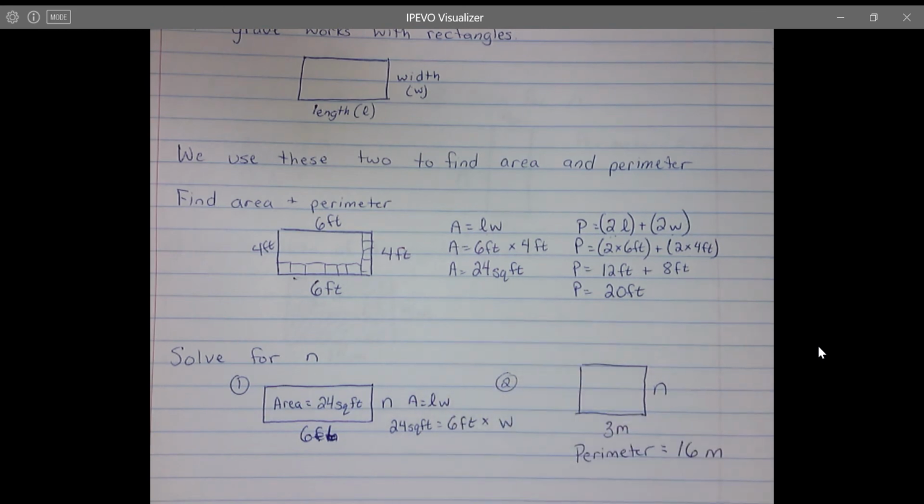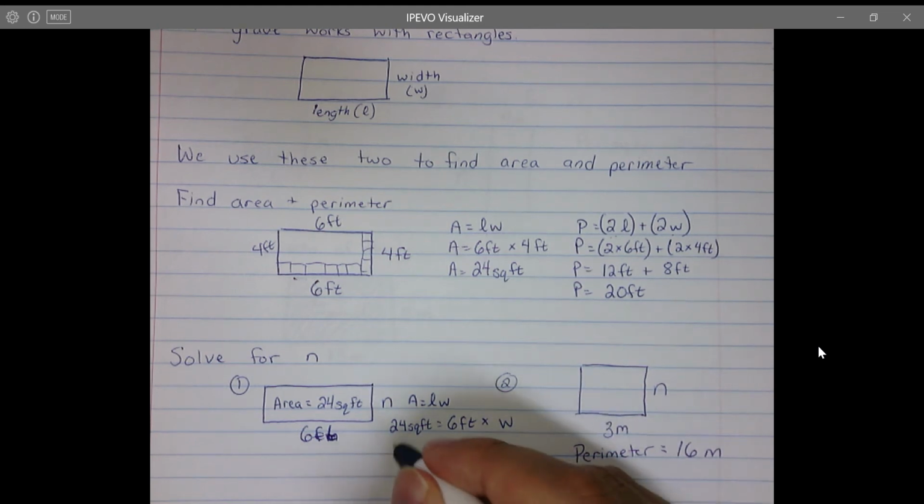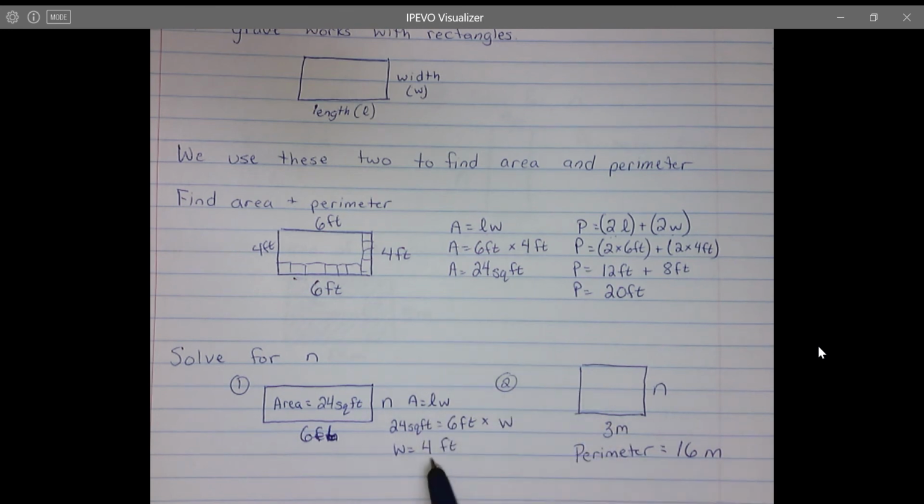So looking at this, 24 equals 6 multiplied by something. Well, what times 6 gets me 24? I could divide 24 by 6, or I think backwards. What times 6 gets me 24? Well, 4 multiplied by 6 is 24, so my width must be 4 feet. Because 4 feet multiplied by 6 feet would get me 24 square feet. So we're working backwards with that formula.